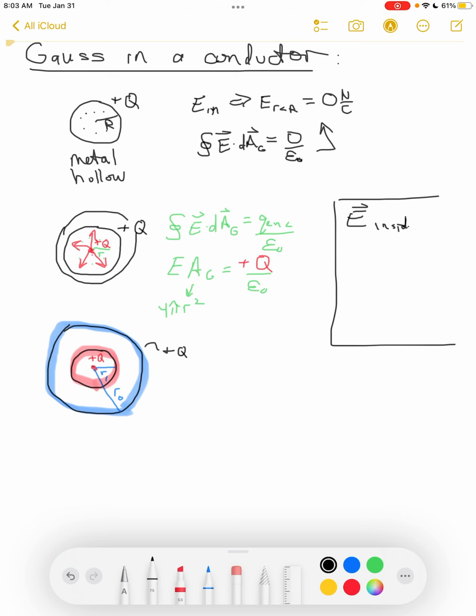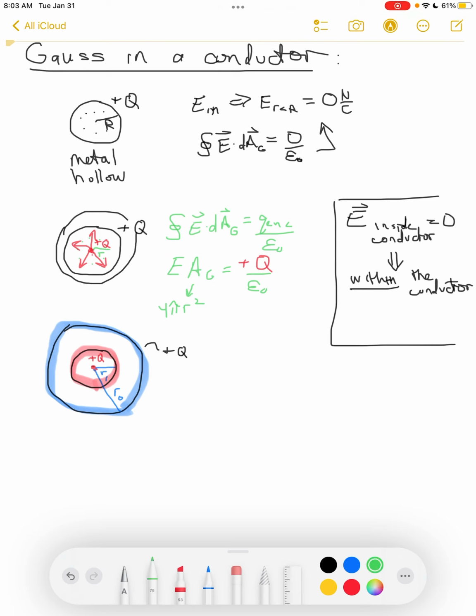inside the conductor equals 0 is literally referring to within the conductor. And what do we mean within the conductor?